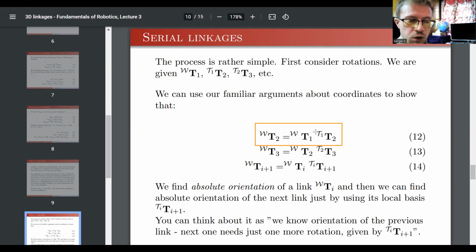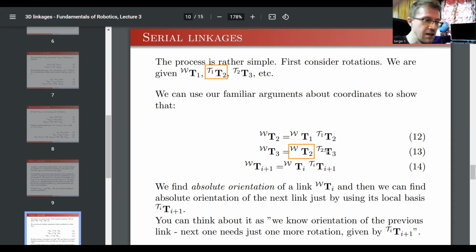T2 in omega will be equal to T1 in omega times coordinates in T1. Same for T3. It is coordinates of T3 in T2 times T2 expressed in omega. Remember here, don't make a mistake. Don't use something like this. You have to have T2 expressed in world frame for it to work. Geometrically, this makes perfect sense.